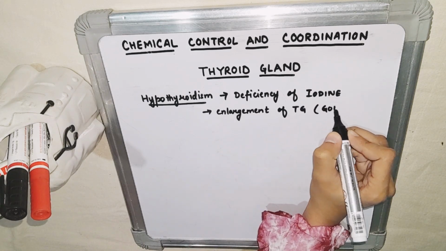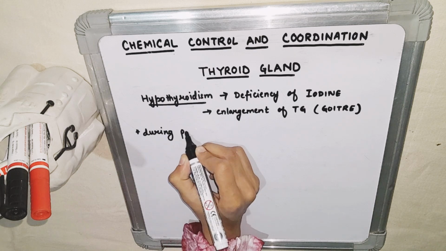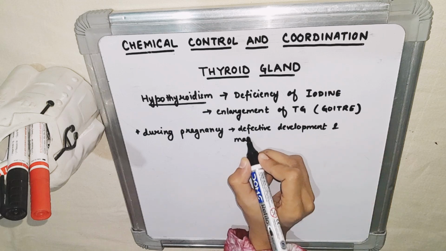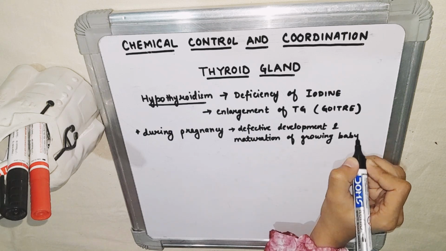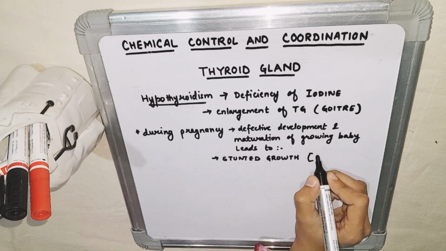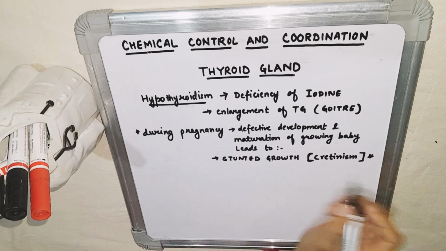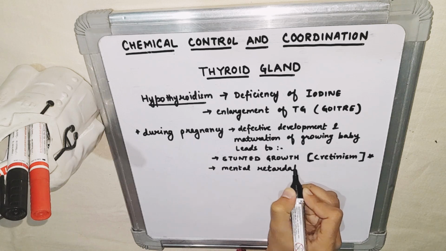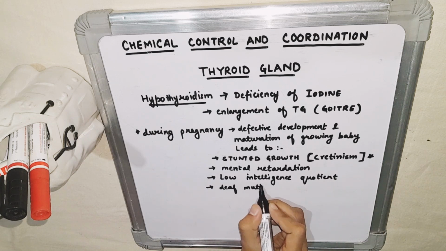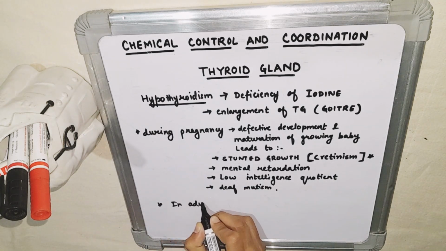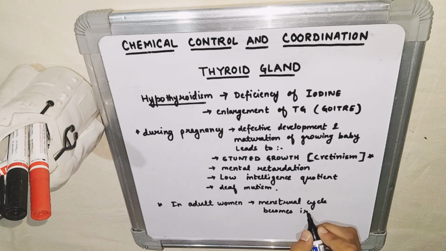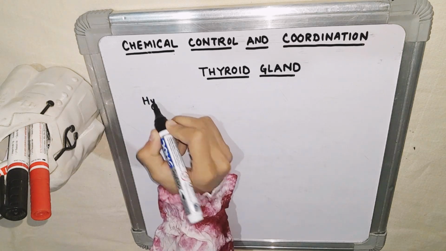Now characteristics are enlargement of the thyroid gland, which is called goiter, and during pregnancy it leads to defective development and maturation of the growing baby, which leads to stunted growth, which is known as cretinism. It also leads to mental retardation, low intelligence quotient, and deaf mutism. So these are the characteristics of hypothyroidism. In adult women, hypothyroidism leads to the menstrual cycle becoming irregular.